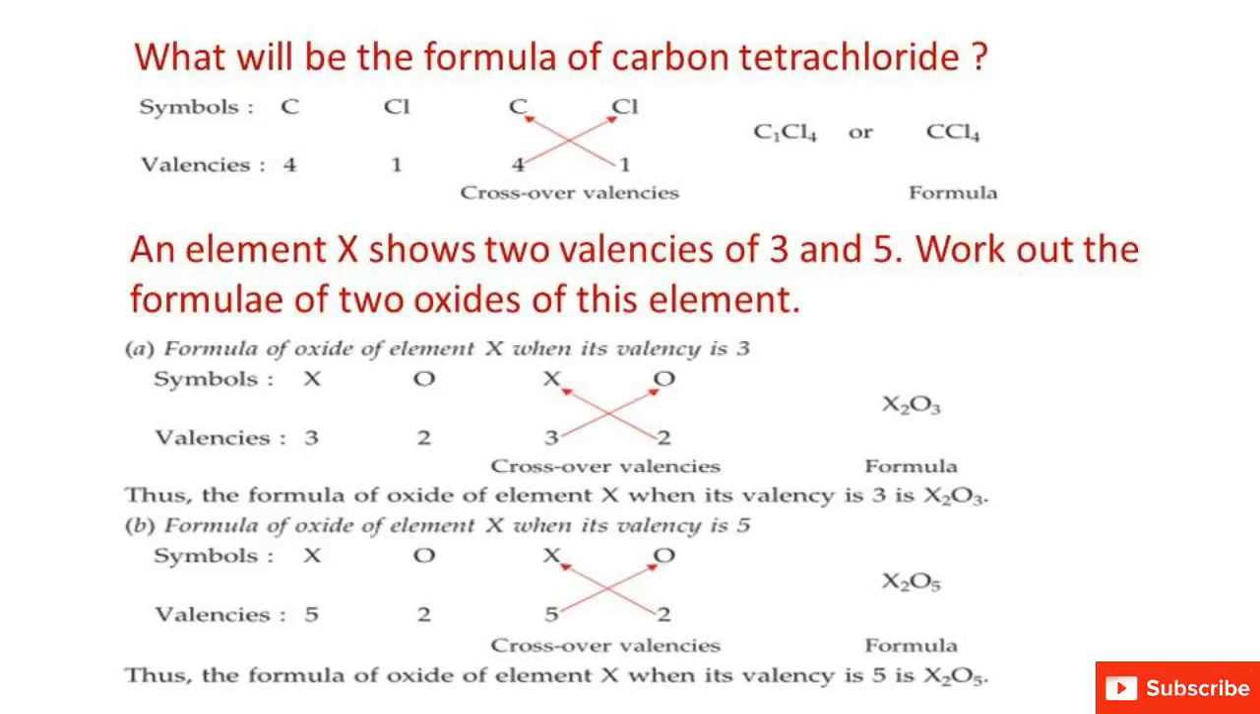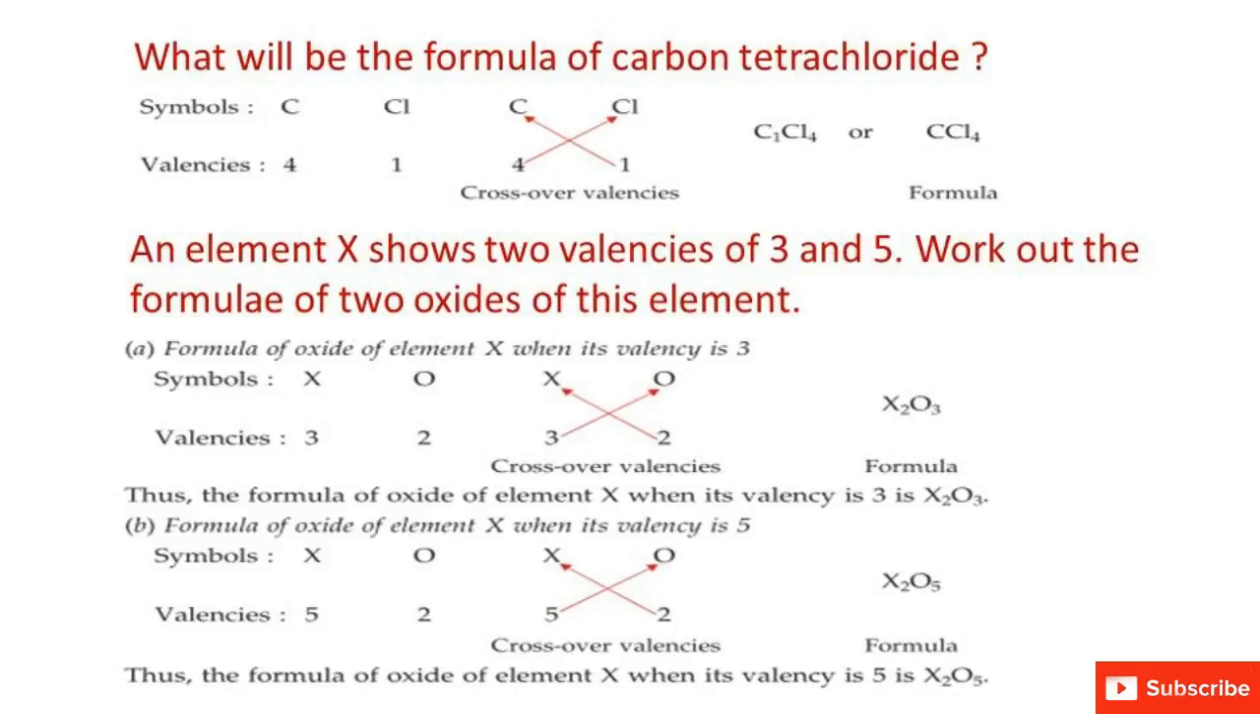Next example, an element X shows 2 valencies. So we have an element and it shows 2 valencies, one is 3 and one is 5. Now we have to obtain the formula of 2 oxides of this element. So it is forming 2 oxides, and we have to write its formula. As given in the question, the element X has valency 3 and 5. So we will take different cases. In the first case we have taken valency 3 and in the second case we will take valency 5.